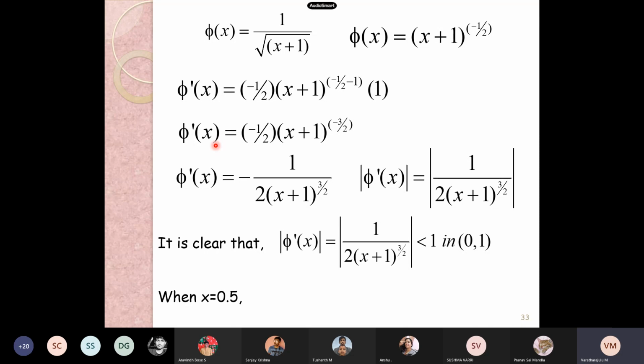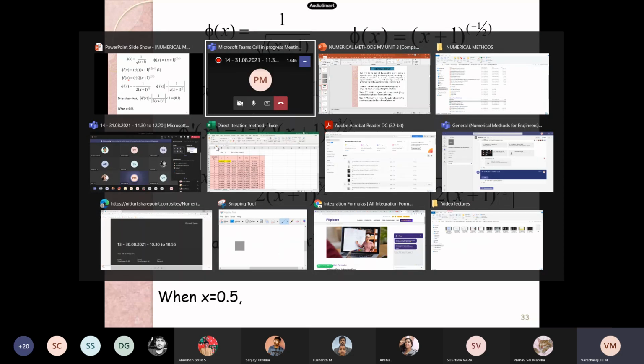So I am taking x is equal to 0.5. My limit is 0 to 1. I am taking the middle value, or the average of those two, as the initial iteration. So take your calculator. Take your calculator.